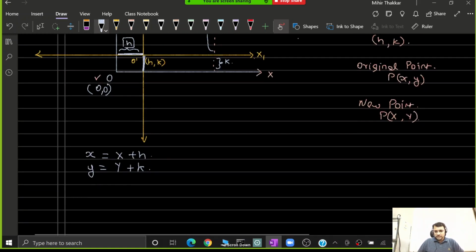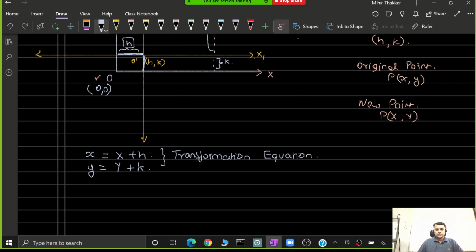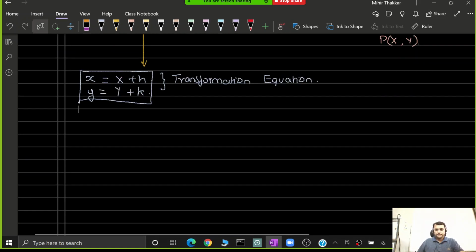So these are called the transformation equations. In case the question asks about the old coordinates and the new coordinates are known, then I can say small x is equal to capital X plus h and small y is equal to capital Y plus k. So let us take an example for this.